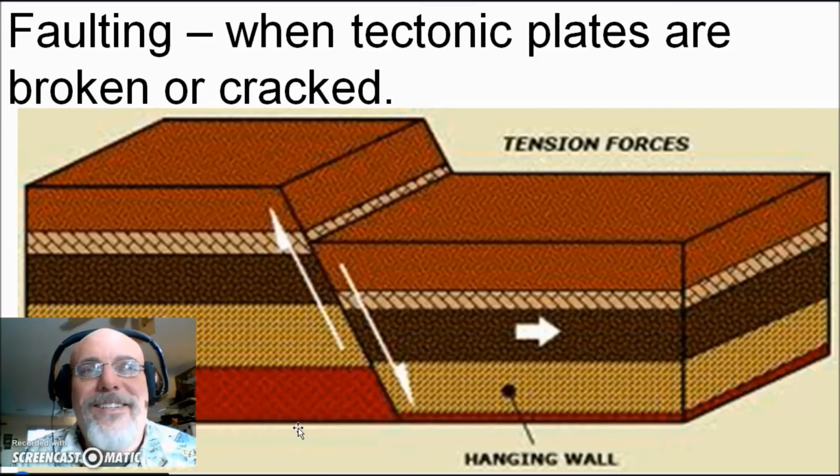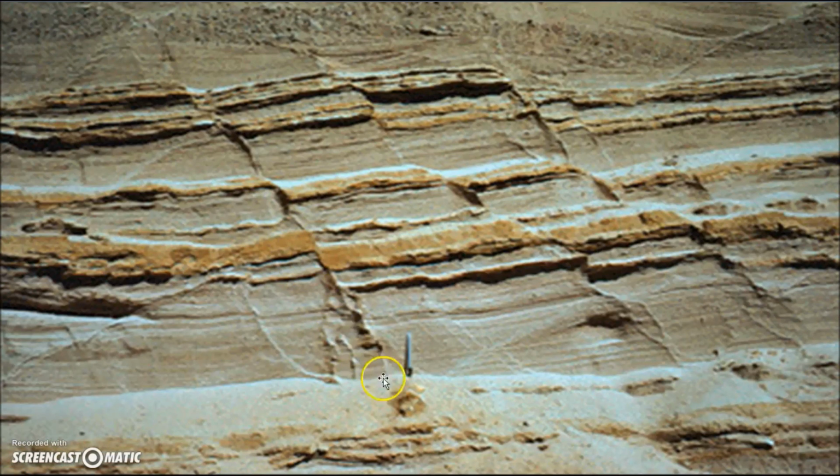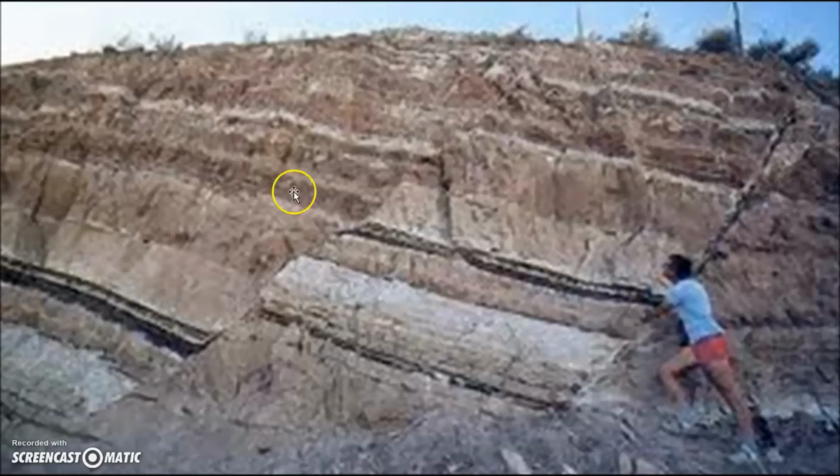Quick review. Faulting is when tectonic plates are broken or cracked. Again, remember if the plate is broken, it's your fault. Here you can see a fault. You can see these breaks in the rock layers here and here.